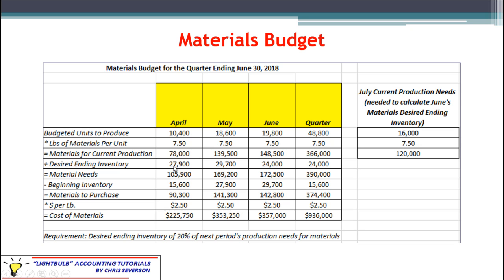We always have to look forward to get our desired ending inventory. But remember that 27,900 of April's ending inventory moves forward to become May's beginning inventory. So for one number you're looking forward to get production needs multiplied by 20%, but once you get that number, you also move it forward into the beginning inventory because that's what you're going to start with next period.